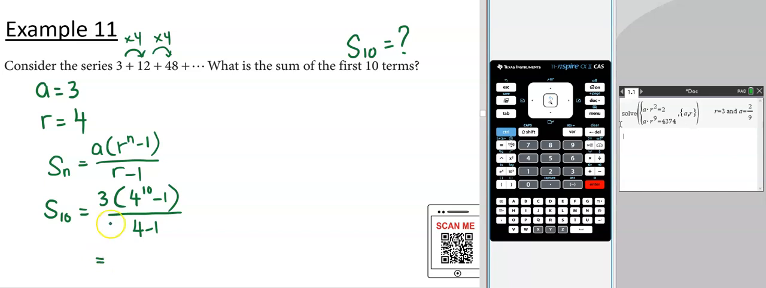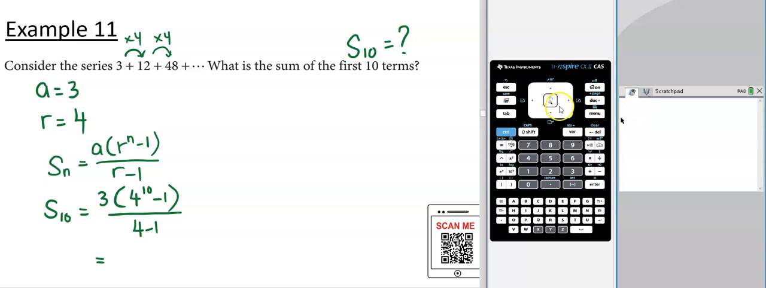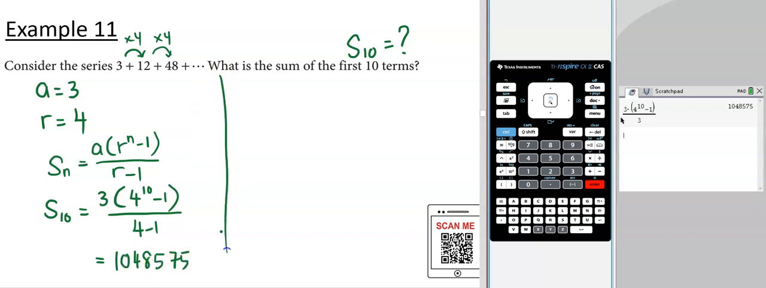So you can use your calculator to do it slowly, or you can look at my calculator over here. How I do it over here is just 3, bracket, 4 power of 10, then put down minus 1, closing bracket, and divide by 3. So I get my answer, which is 1,048,575. Okay, or you can use the CS calculator. Still remember how to use a CS calculator to do these questions.